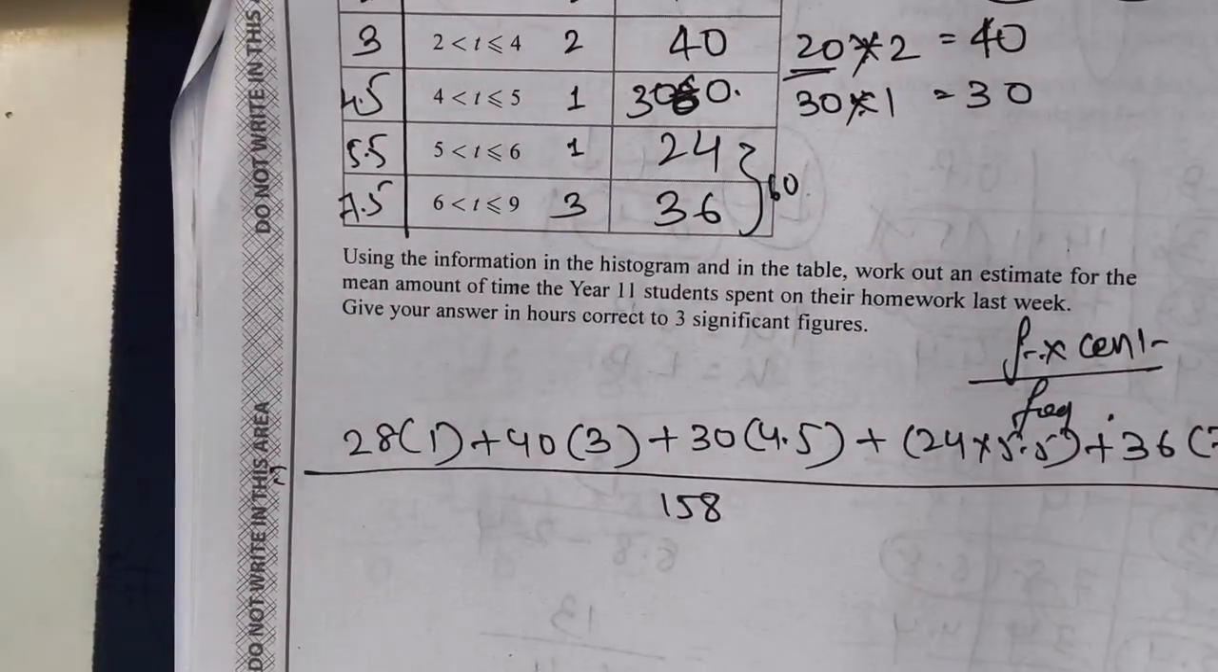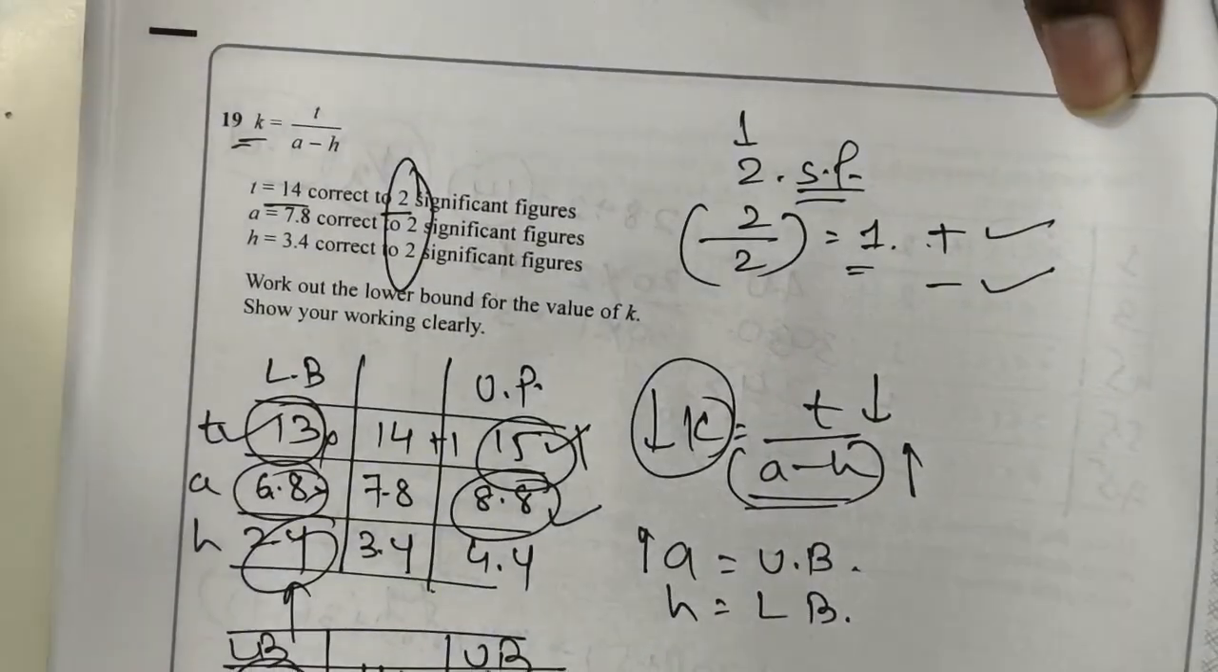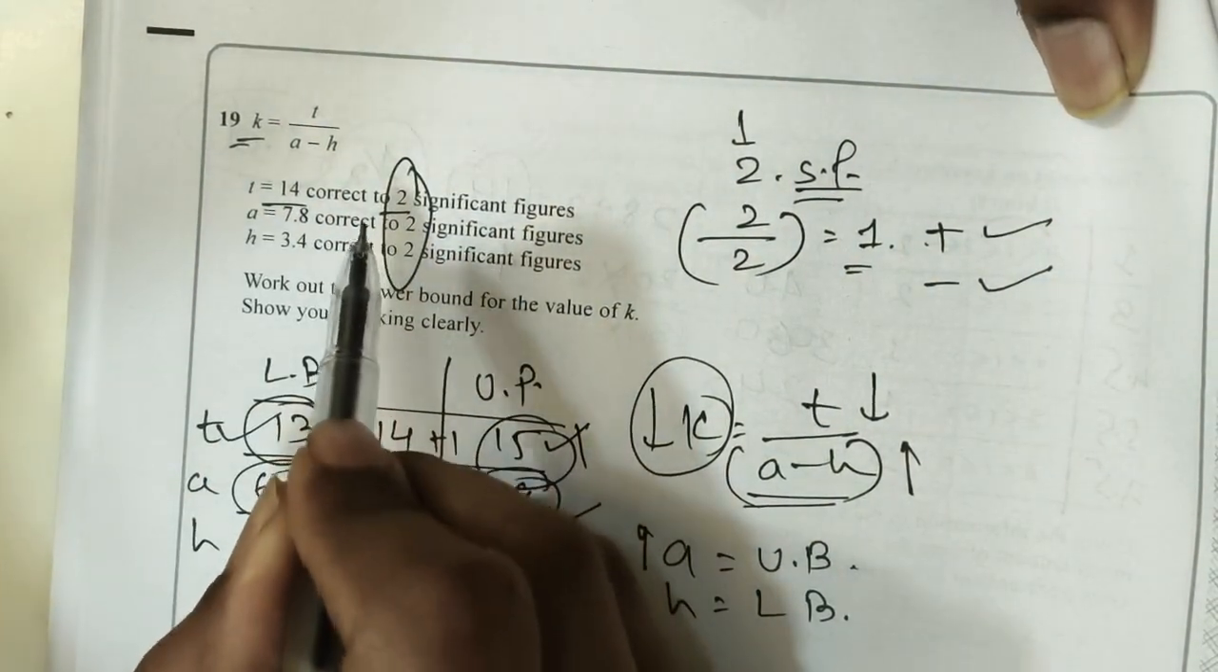So the answer to all this is going to be your mean hours, correct? So I don't have a handy calculator right now, so I'm going to skip this. Let's go here. What is it? Correct to two significant figures, right?